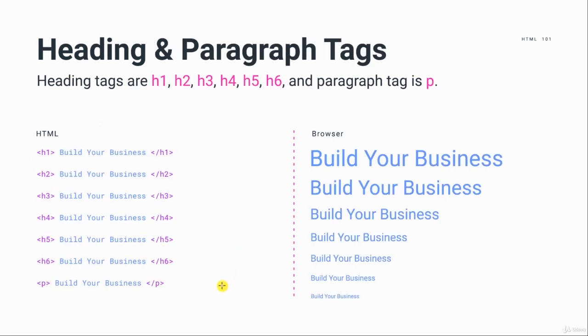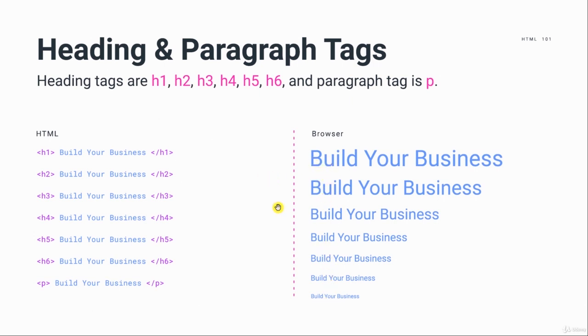So in order for you to write H1 tags and also paragraph tags, it's simple. You just write it like this in HTML. You open the tag H1 and then you close it, and you write your build your business or any content you want, and this is how it's going to be rendered in the browser.